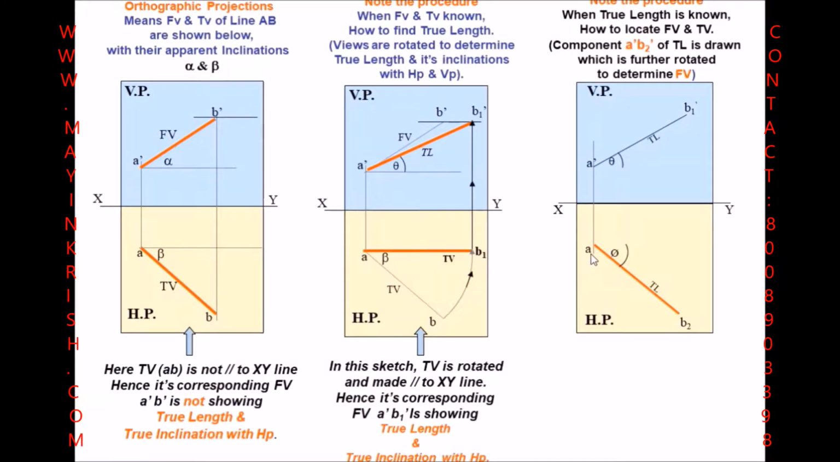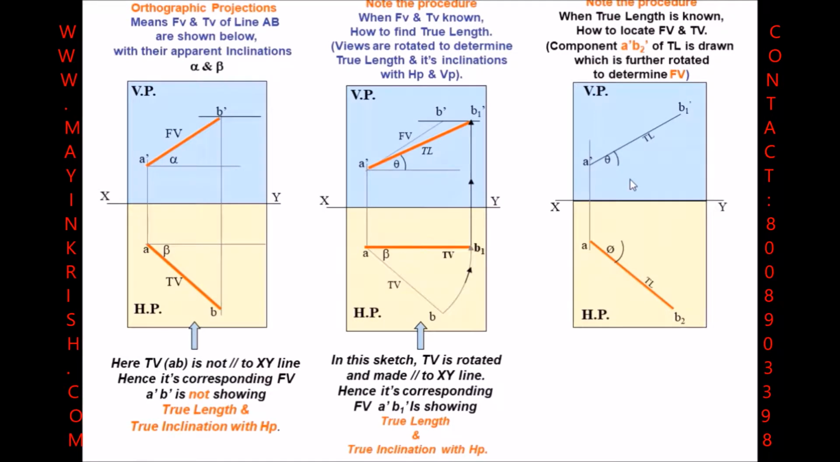Similarly, in the top view, it has been notated as AB2, which is a true length, which has been inclined with respect to VP and it has been notated as angle phi. Now we need to get the locus at B1 dash as well as at B2. The locus should be parallel to the XY.